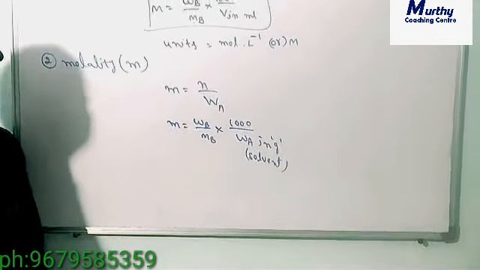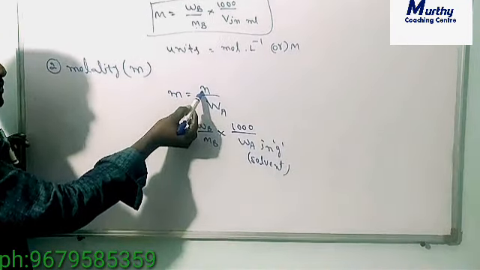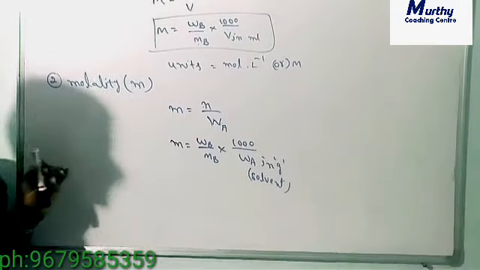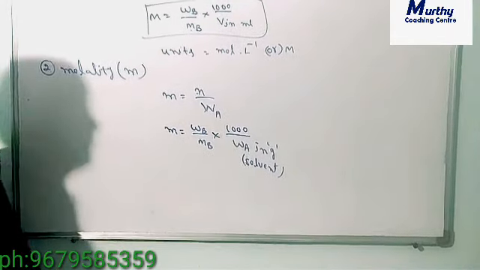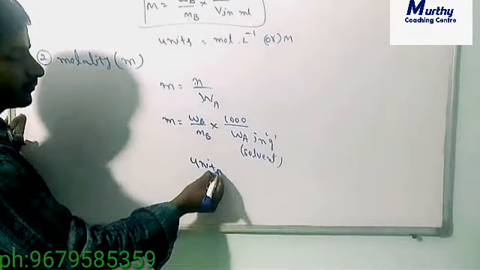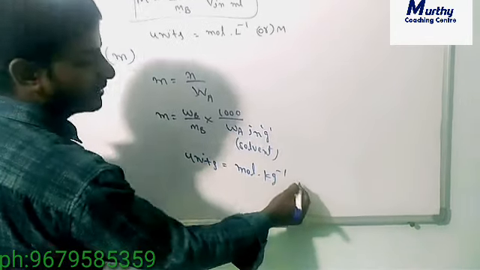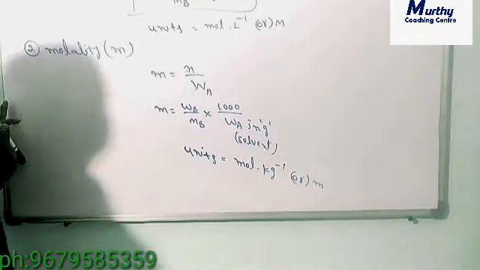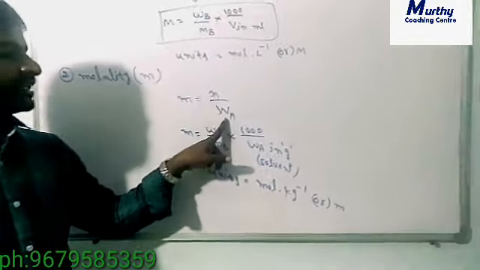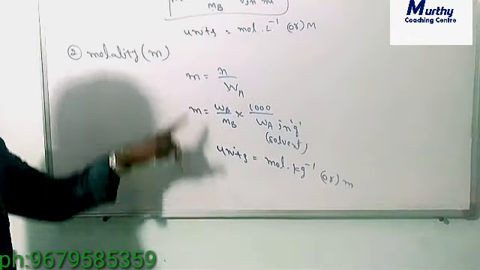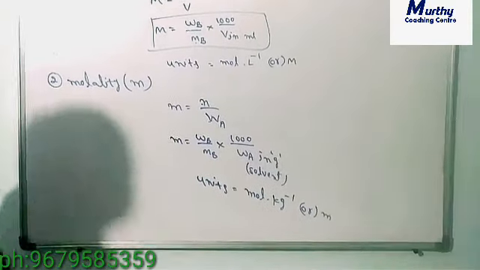Now let me see the definition of molality. The number of moles of solute present in 1 kg of solvent is called molality. If you see the units, that is mole per kg, otherwise mole kg inverse, or we can represent it with small m, that is molality. So the definition: number of moles of solute present in 1 kg of solvent is called molality. Molarity we can represent with a capital M, molality we can represent with a small m.